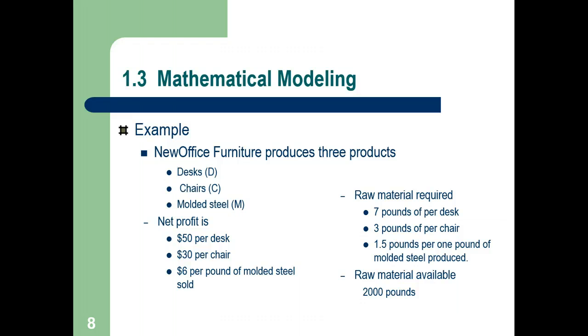We also know the raw material required, which is metal: it takes 7 pounds of steel to make a desk, 3 pounds of steel to make a chair, and 1.5 pounds of steel to make molded steel, and we have 2,000 pounds of this available. So my boss came to me and she said, how many of each product should we produce next month? What would you do?